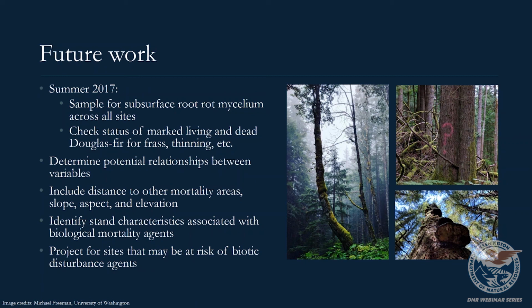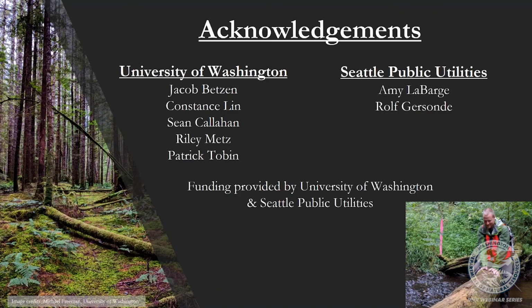And also I plan to determine the potential relationships between all of these variables, as well as including some abiotic relationships for these, so slope, aspect, and elevation, as well as the distance to other mortality areas. And from there, I'm going to take a list together and identify stand characteristics that are associated with biological mortality agents. So say a high mortality stand in general has a higher DBH or a greater percentage of Douglas fir, or has this slope or aspect in general. And so from that, I can project for sites that don't yet have increased mortality, but may be at risk of biotic disturbance agents because they have characteristics that are similar to sites that have ongoing mortality zones.